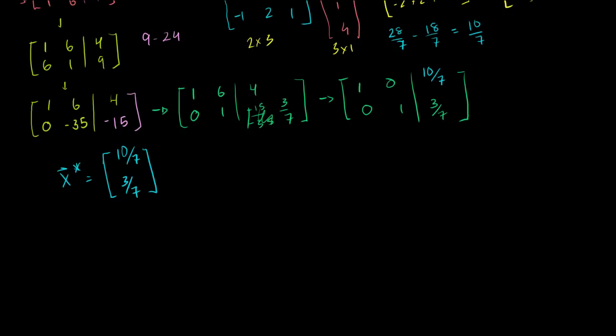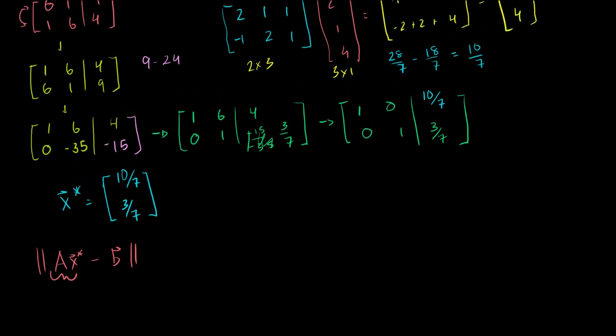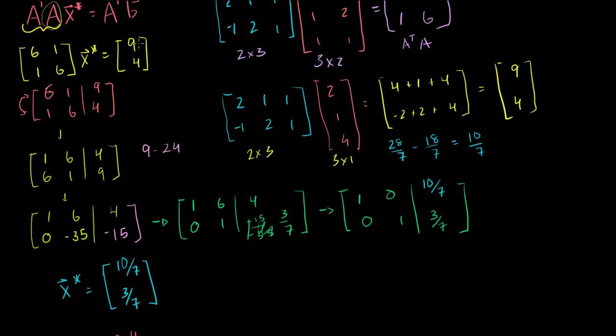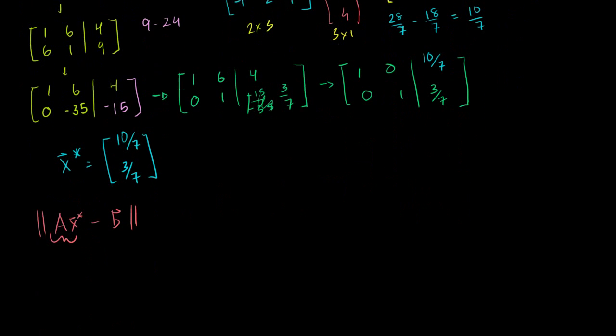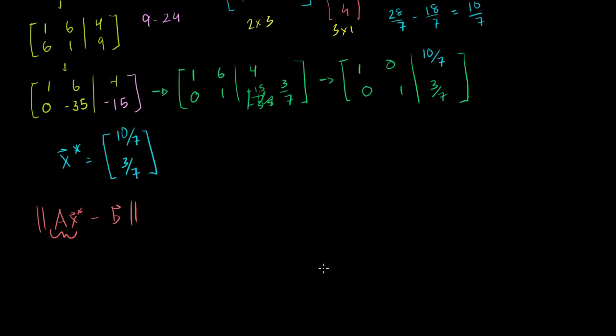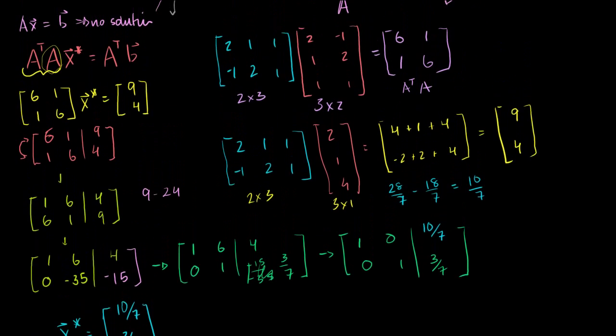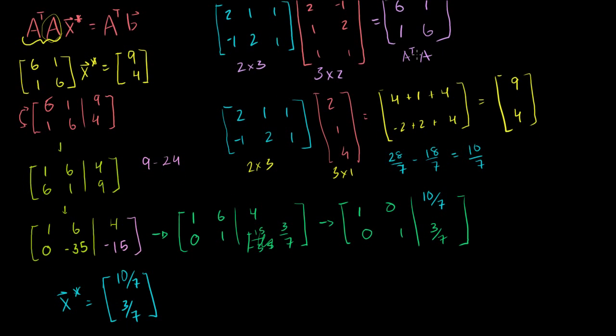So remember, the whole point of this is to minimize the distance between A x star and b, or between b and A x star. Now, what was A x star equal to? Sorry, A transpose A x star is equal to 9/4. A x star is our original matrix A, which is this one right here. So 2, let me write it down here.